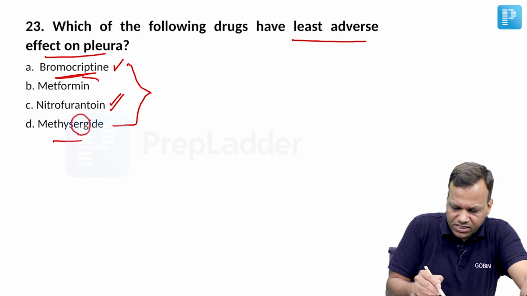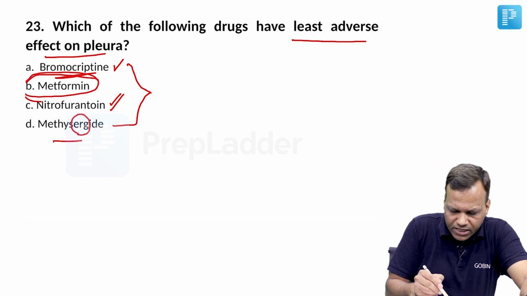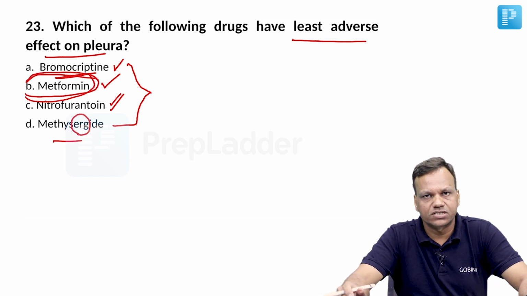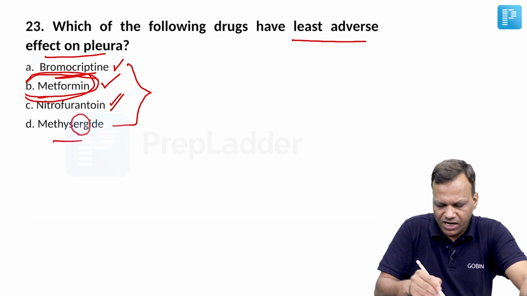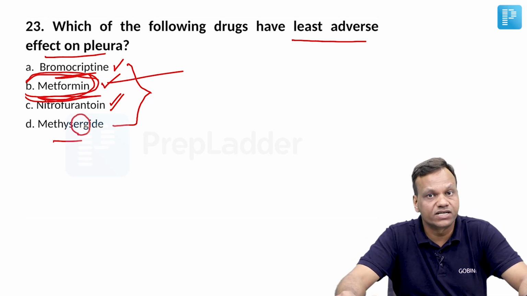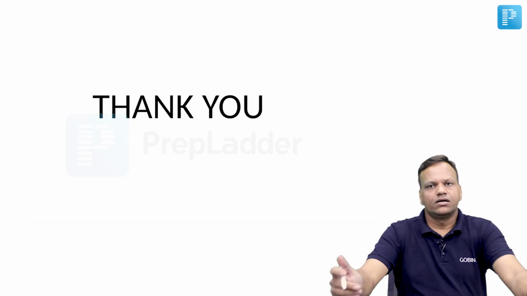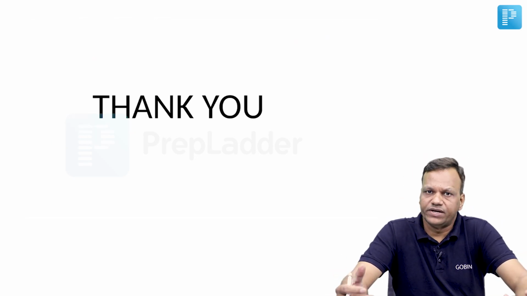So the remaining drug is metformin. It is not commonly associated with pleural fibrosis. So the answer is metformin here. Metformin does not cause pleural side effects. The other three drugs are associated. Okay, so these are the important questions asked in the NEET PG 22.